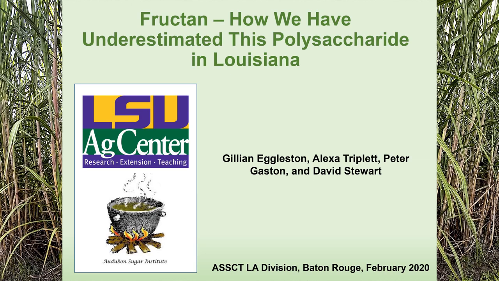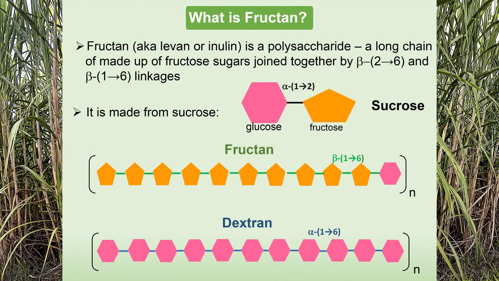So what is fructan? It's a long-chain polysaccharide. By the way, it's also known as levan or inulin. So think of a pearl necklace, and the pearls are sugars, and they're linked by a string, and the string are linkages. And in this case, the sugars are fructose, and the linkages are special, not common linkages actually, they're beta-2,6 linkages. And fructan is made from sucrose.